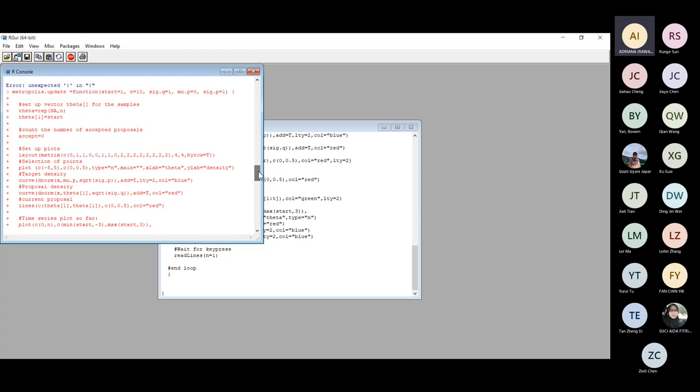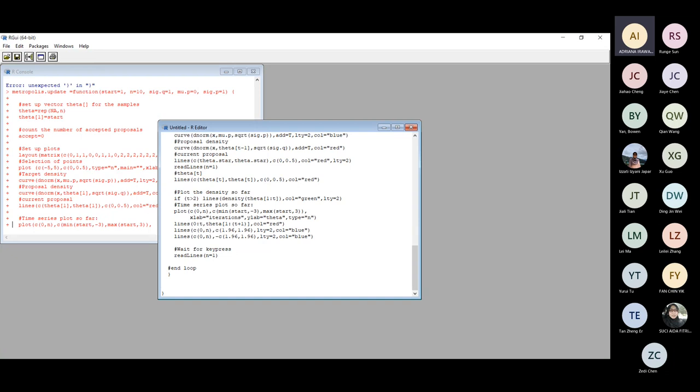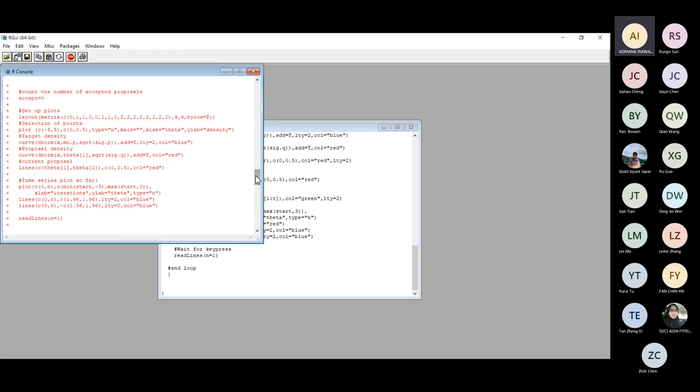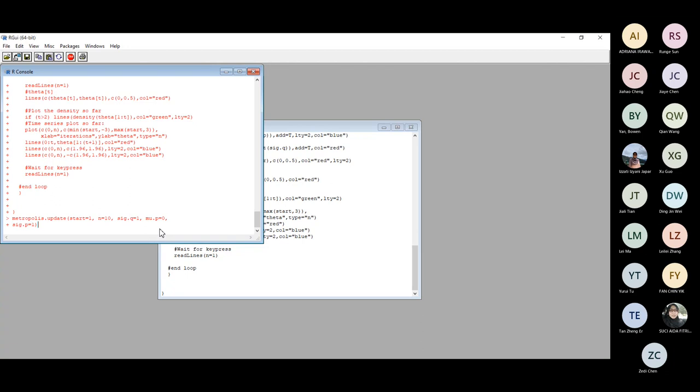Okay, after you run it, if you see this, you have to run this command to actually run it, I mean, run it here on the console. When you run the program, it's just compiling, but you have to call the name of the function and then the input, right?